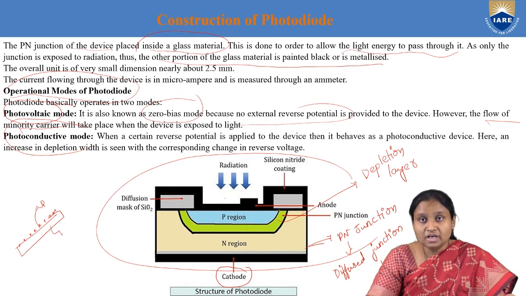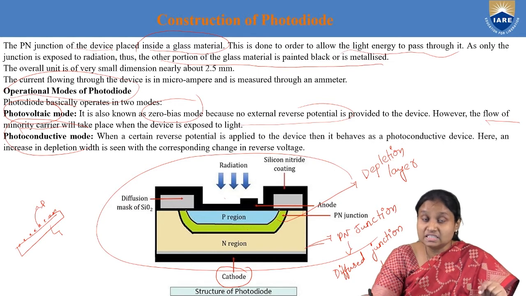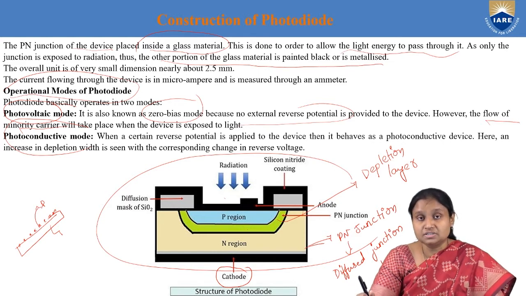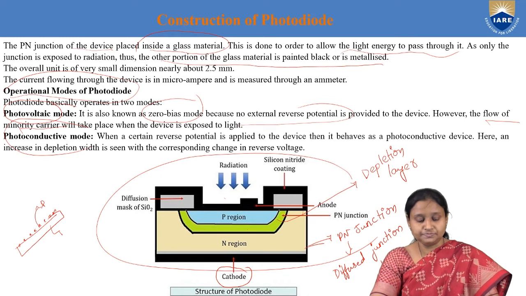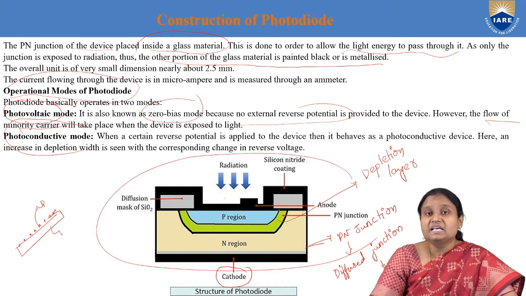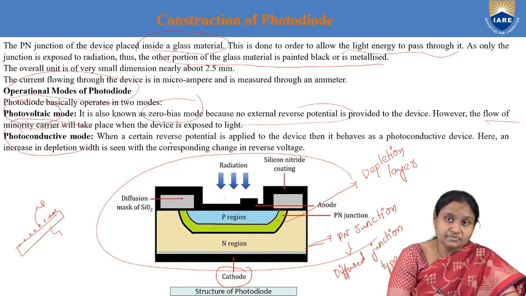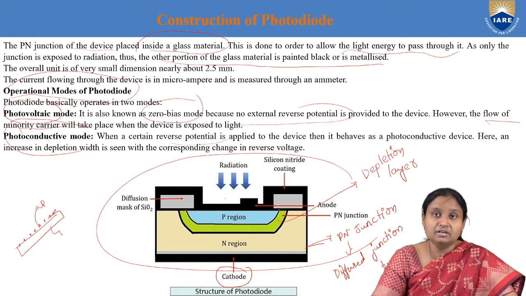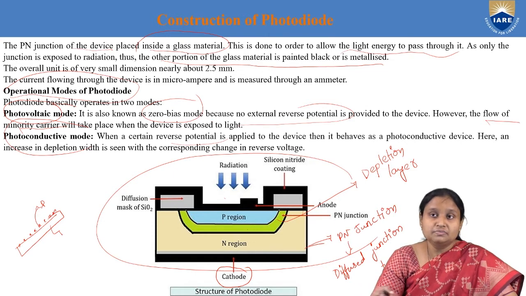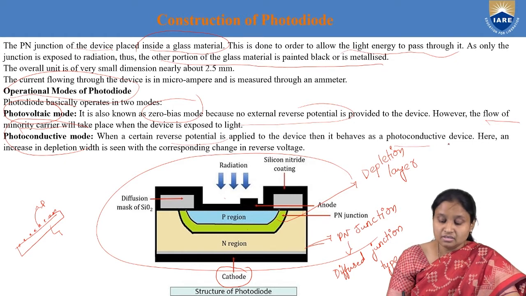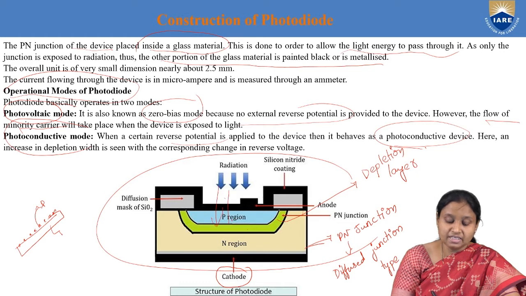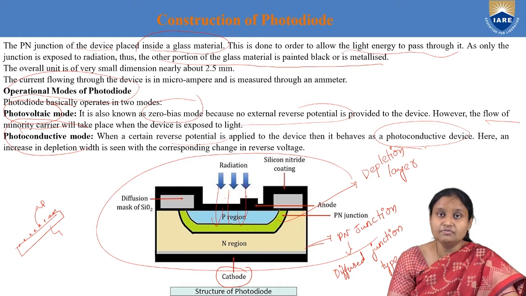Whereas in photoconductive mode, we are applying external voltage. We are biasing our PN junction. And in which mode are we biasing it? We are biasing in reverse mode. And then, when we have our light falling on this depletion layer, there is an increase in reverse current.